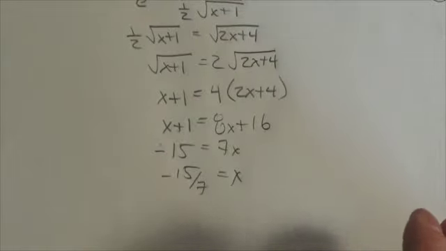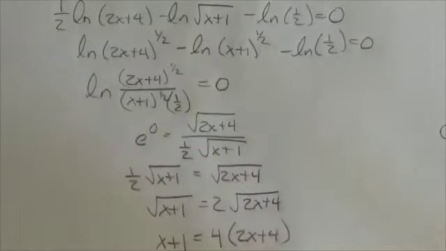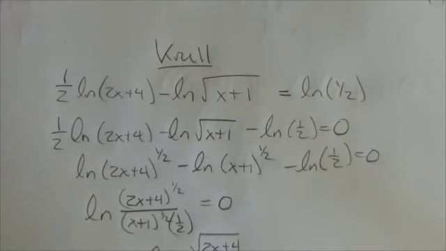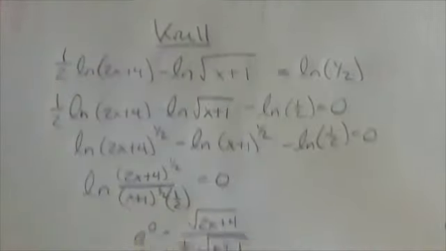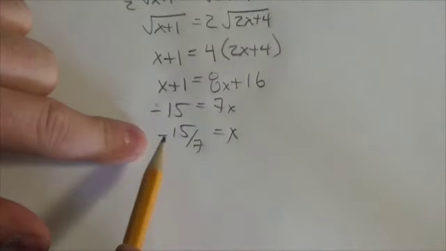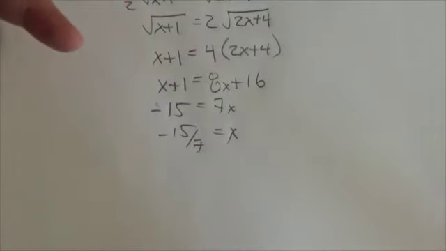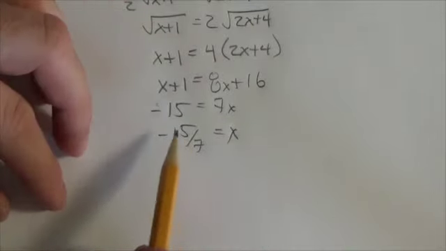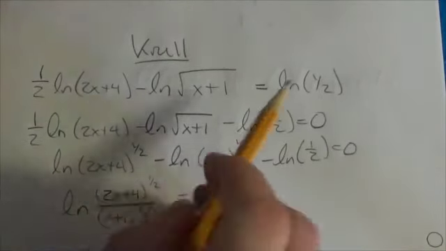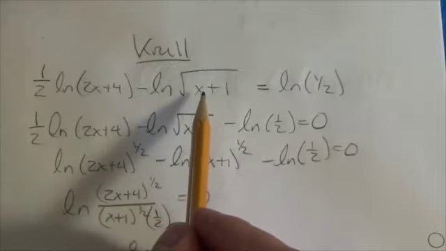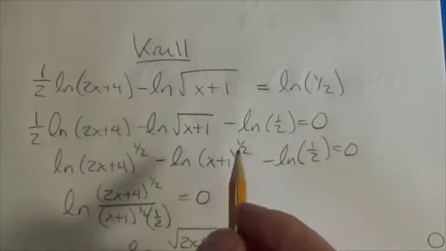Now what I've got to do is go back up to the original equation and check: does that work? Is it possible to plug that in here? Well, negative 15 over 7 is a little over negative 2, because negative 14 divided by 7 would be negative 2. So that's going to be like negative 2 here. If you plug that in right here, you're going to get negative 2 plus 1, negative 1, square root. Well, that can't happen.